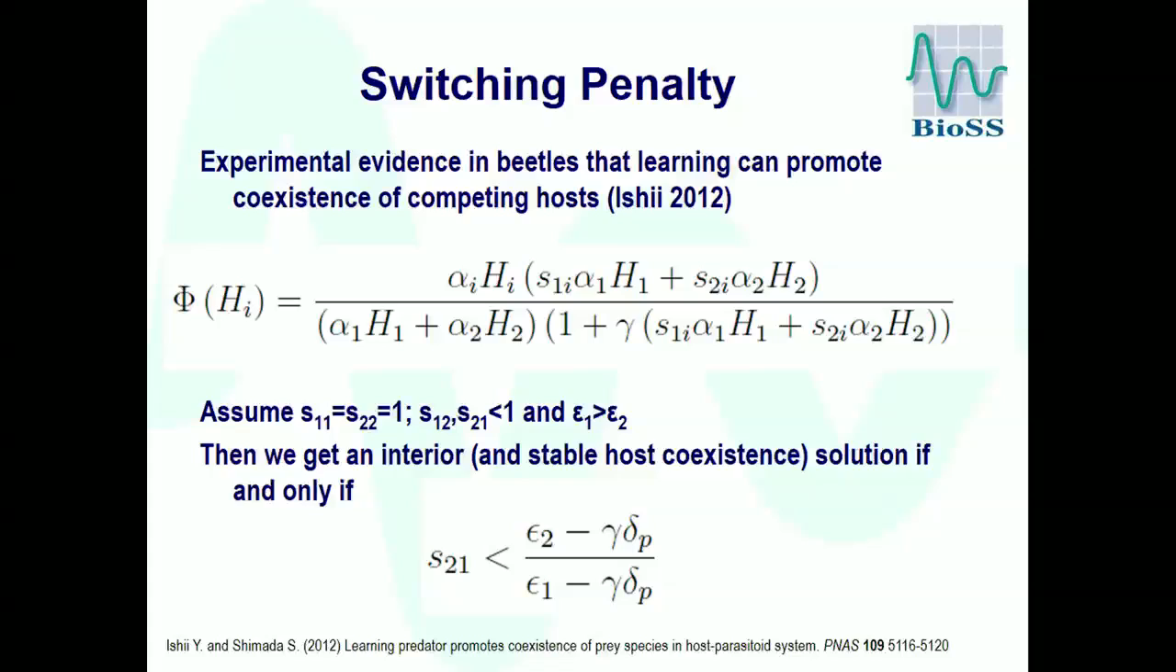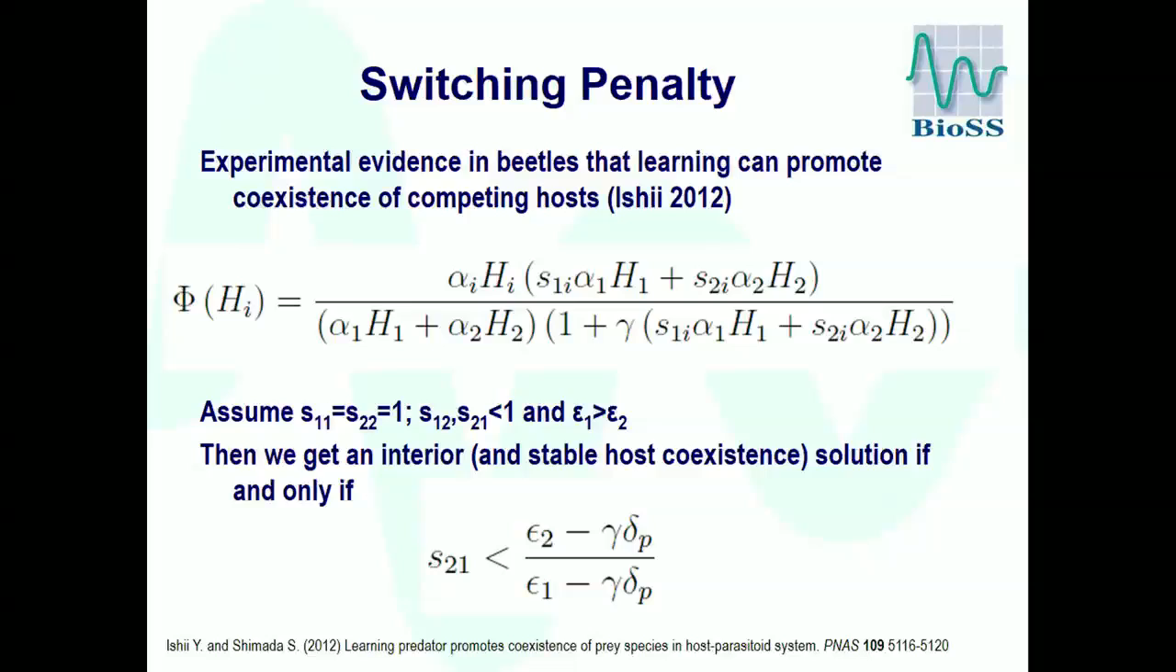If I'm switching from 2 to 1 or 1 to 2, then there might be a cost. So that's going to be less than 1 because I'm going to be slower to handle it. Because that's what I'm doing. I'm reducing my attack rate. Okay? Now, if we assume that the efficiency on parasitoid 1 is greater than 2, you crunch the algebra, don't you?